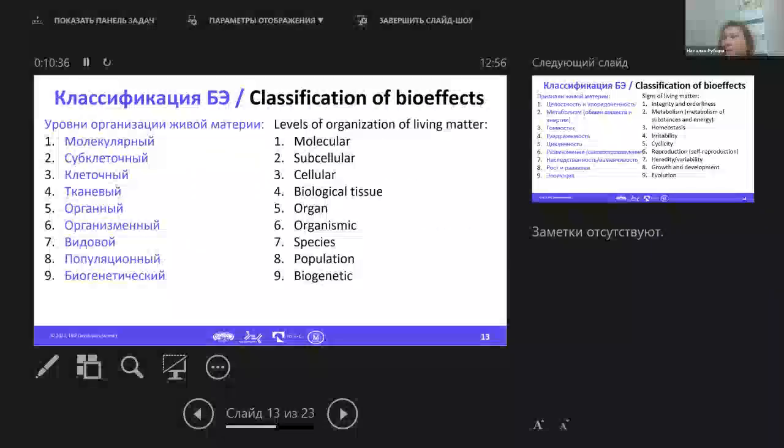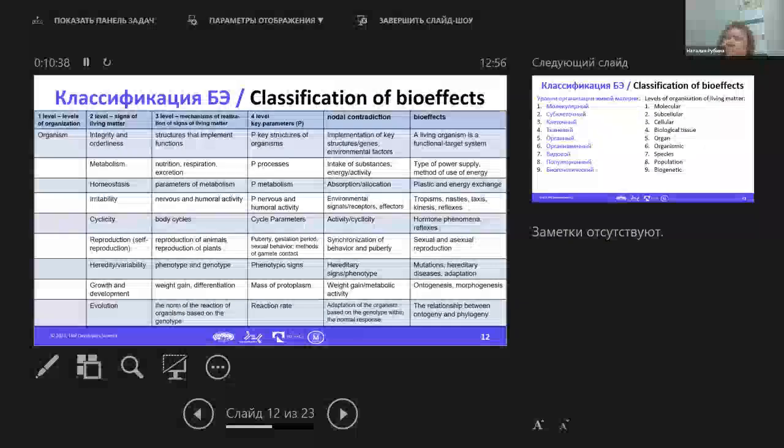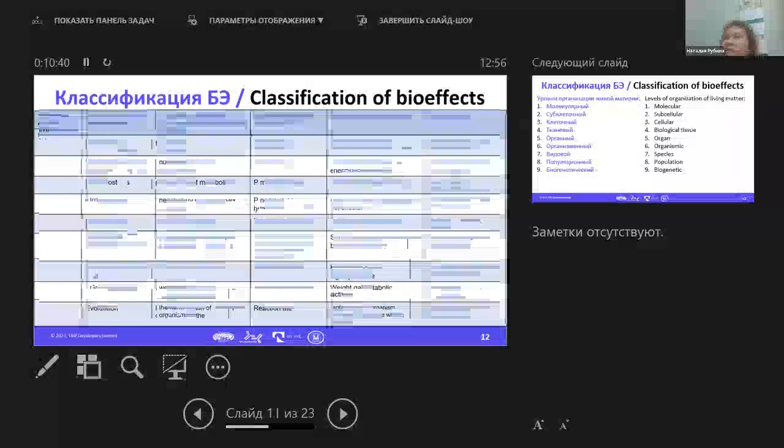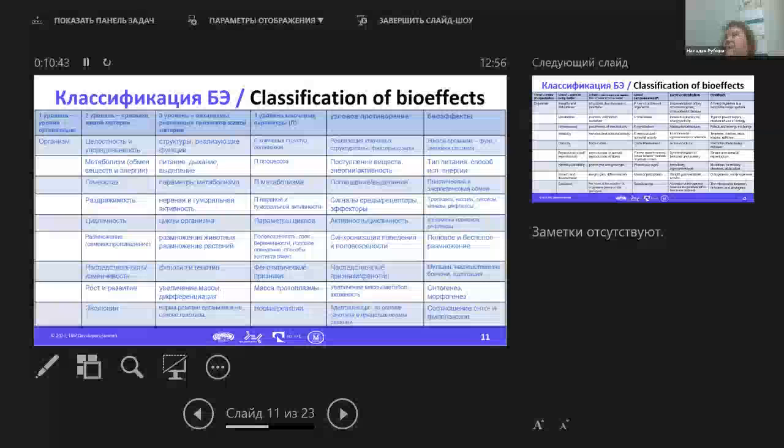Based on these signs, this classification was derived. Now we have this classification of bioeffects which is available. This is presented in this table, which shows the levels of organization, looking at an organism. So this is how our biological effects are distributed and propagated across these areas.